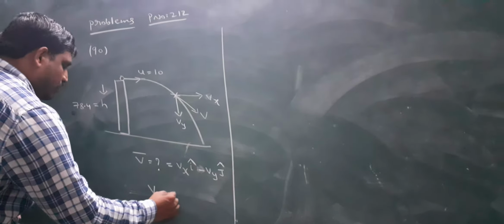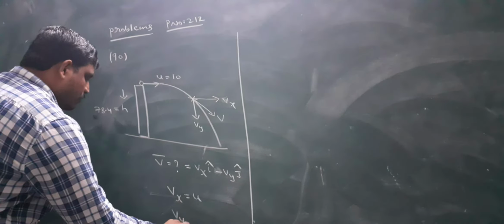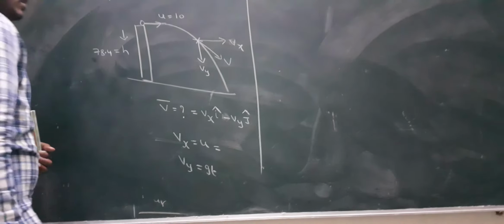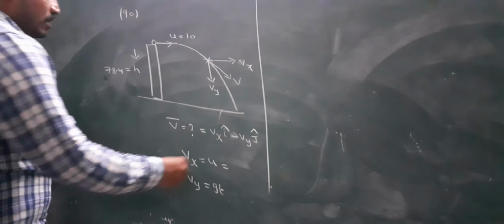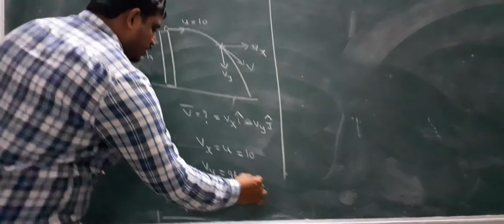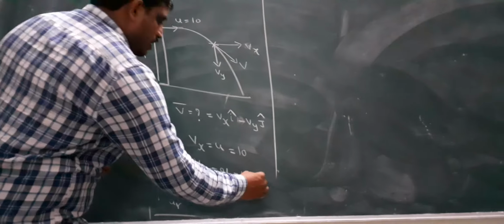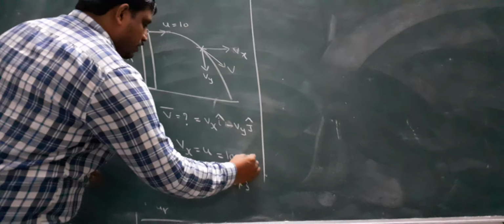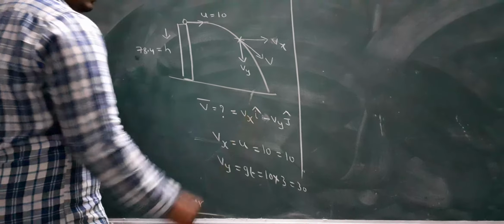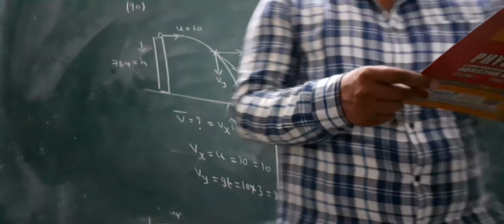What is the formula in the topic? U. Vy formula, what is the formula? gt. Here, what is the velocity? U is 10. The g value in the given bracket is 10. Time is 3 seconds. Here write 10, here 30. Substitute to get the answer. Okay. Next problem.